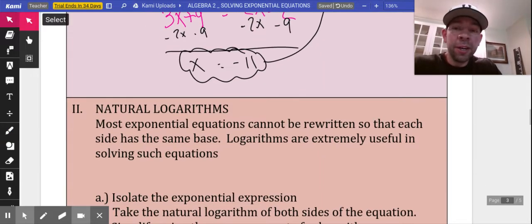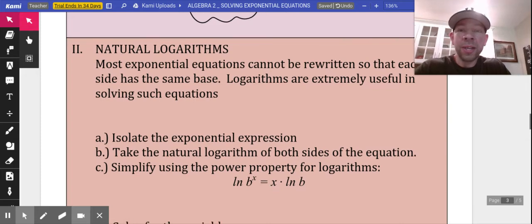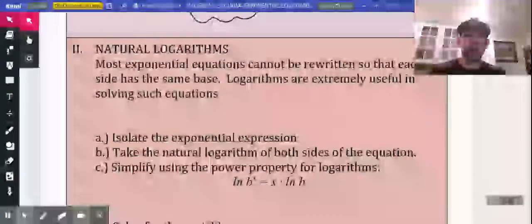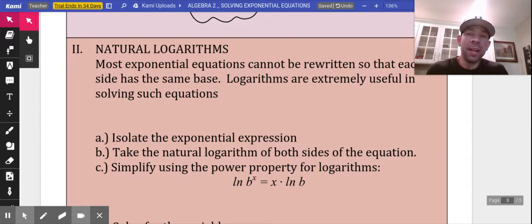So now we're going to graduate to method number 2, and most exponential equations cannot be rewritten so that each side has the same base. That's unfortunately the reality. And logarithms are extremely useful in solving these equations. This is kind of like our safety net. And in fact, I could have used these natural logarithms on the previous 2 examples. You could just say, you know what? I'm just going to get really good at this one method. I'm not even going to worry about that first method you just taught us.